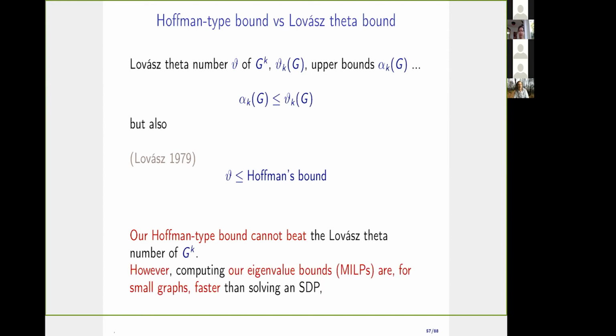However, we notice that computing these eigenvalue bounds, which are based on mixed integer linear programs, which I will explain in a second, for small graphs at least, seems faster than solving an SDP. Although complexity-wise, SDP is better than MILP, obviously, yeah? And as we saw in many cases, our bounds perform quite decently.